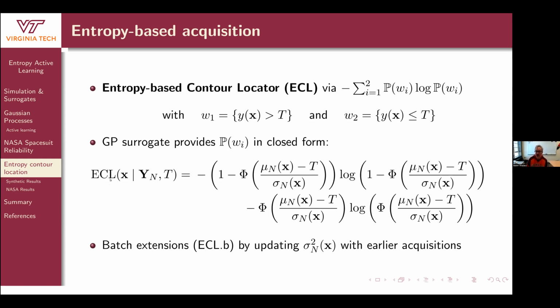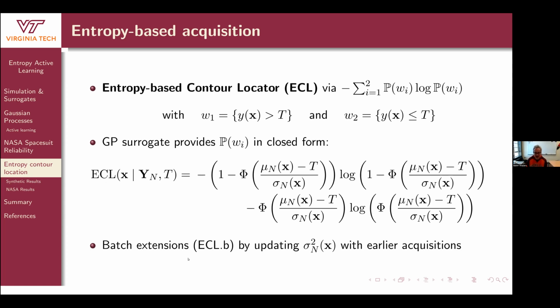So we're looking for the contour. We're looking for equality, right? We want to know where y of x is equal to t, and we create two different sets, greater than and less than, in order to use entropy to target the contour itself. And that's why we call this entropy-based contour locator, or ECL.